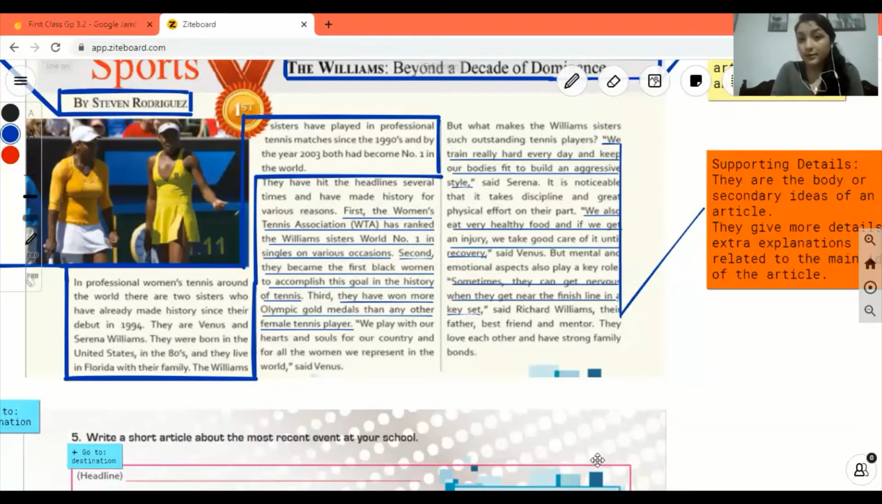So is it clear, or do you have another question? Maybe a question about the parts of the article? No? Okay, good. So we can start with the first exercise.